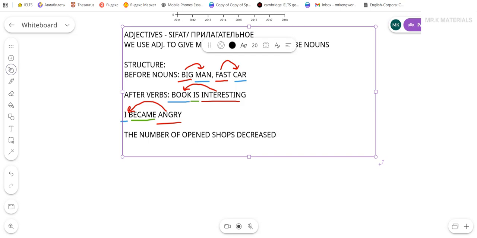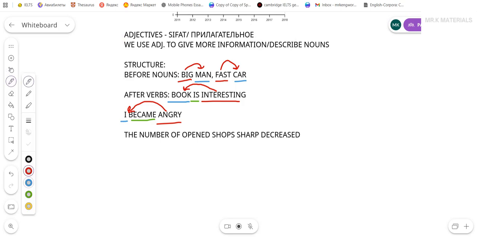And a lot of people here use adjectives. They say sharp decreased. Let's prove right now using our knowledge to show that this is wrong here. Okay, let's break it down the same way.